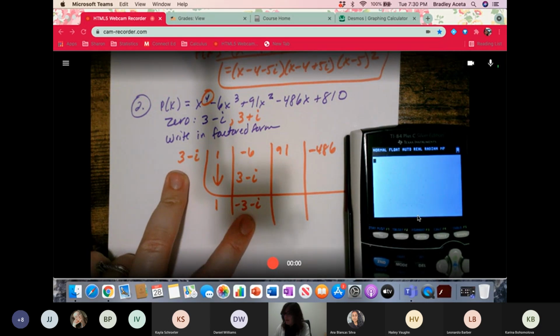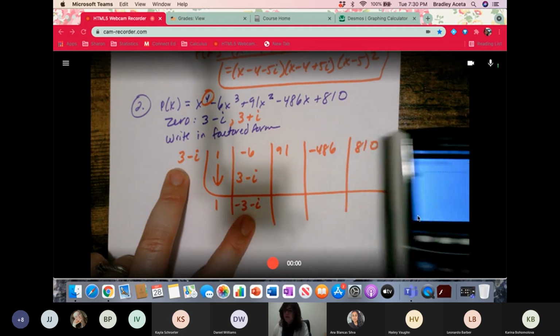Now you have to multiply these together. And let's just be on the safe side. 3 minus i, remember, is the decimal point, but you have to hit second i, times negative 3 minus i. And I get negative 10.